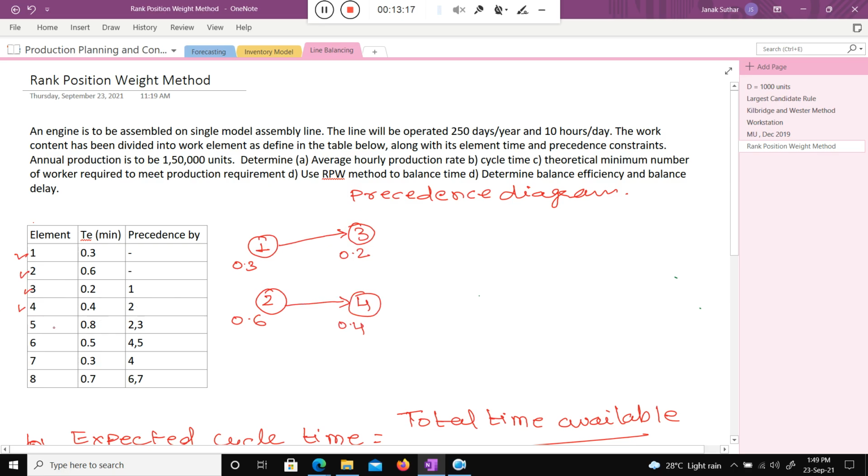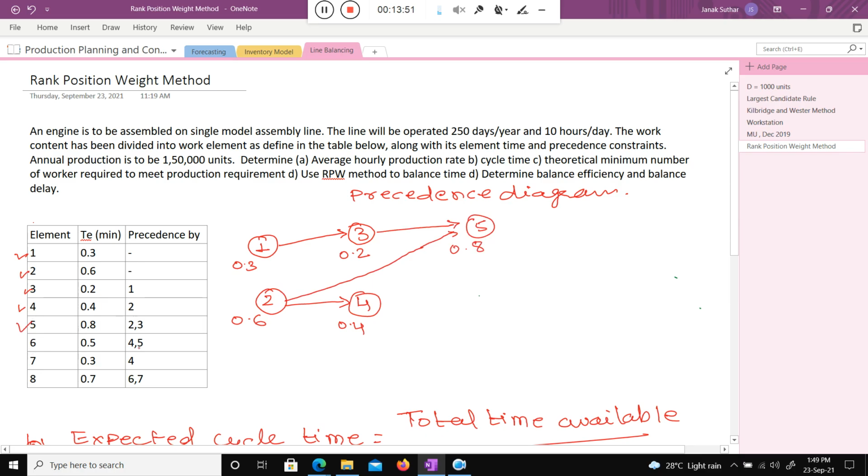Okay, when can I start the 5? Once 2 and 3 are completed, then I can start the 5. So 2 and 3 must be completed, then only I can start the 5. So just place it here. This is the 5, and with respect to time it is 0.8. So 5 is done.